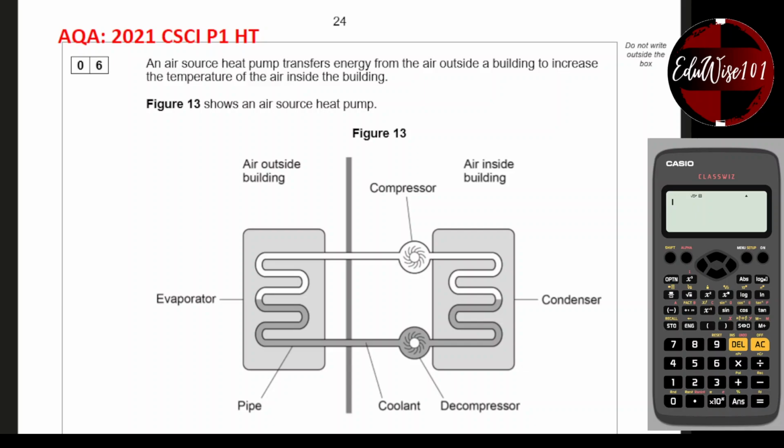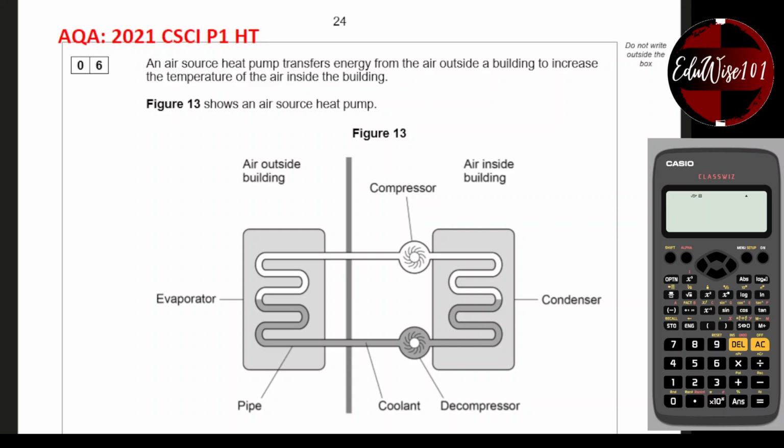In this video, I'm going to go through question number 6 from the AQA 2021 Combined Science or the Trilogy Physics Paper 1 Higher Tier. Now this question is on the topic of energy. It links to specific heat capacity as well and the particle model in terms of pressure as well. So there's two topics that are actually linking.